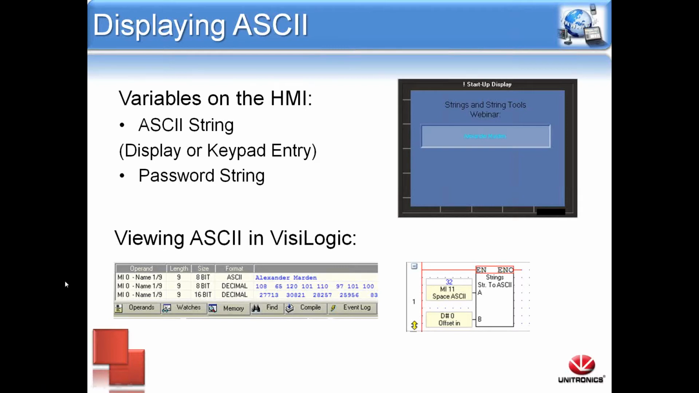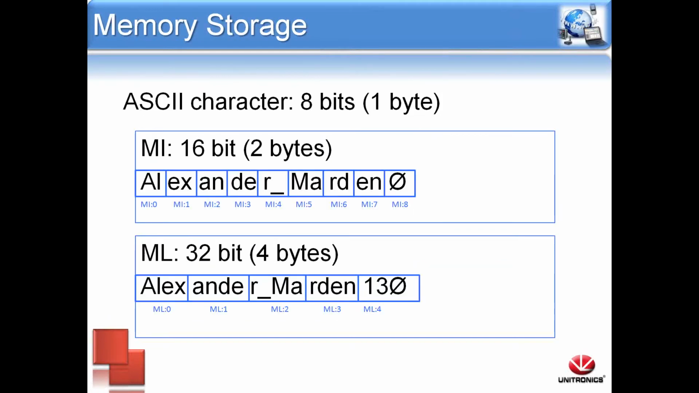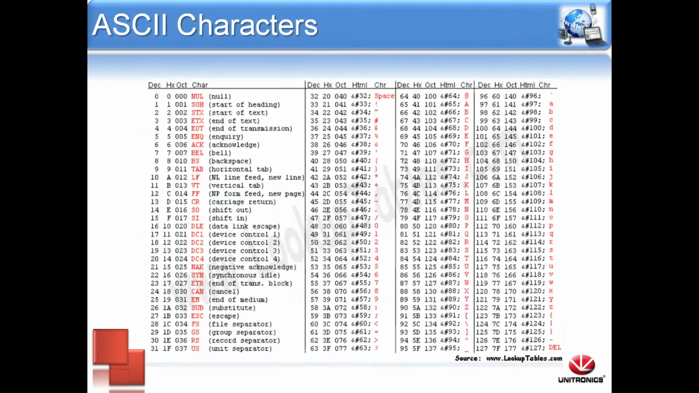When programming and viewing in the ladder, it will display as the decimal representation of the ASCII code. Shown in MI11 is the decimal value 32, which corresponds directly to the character for an ASCII space, which I refer to again in the ASCII table. Decimal 32 is the character for space.